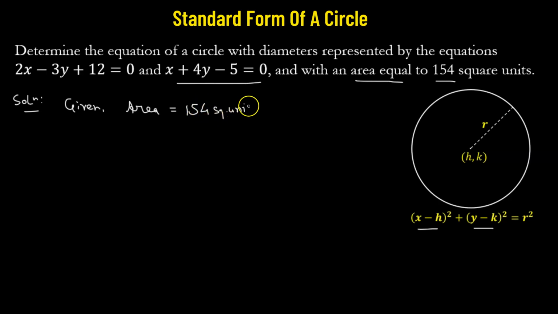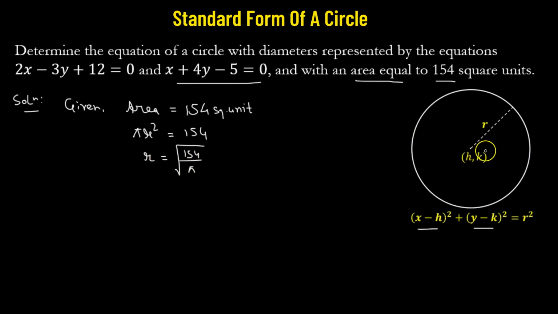Now what's the area of a circle? We know that it's simply pi r squared. Let's call r the radius of the circle. So pi r squared equals 154. So r squared will be 154 over pi, since we have to find the value of r. We'll take the positive square root on both sides. So that's the value of our radius.